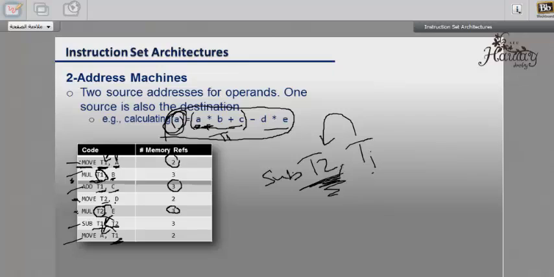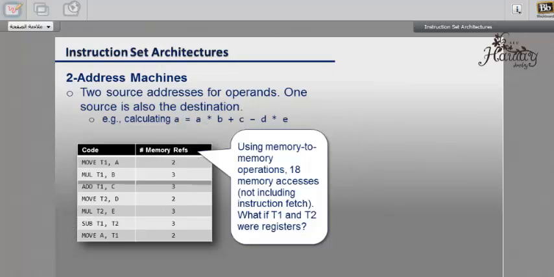So how many times did you tell me? How many times did you access the memory now? 18 times. Yes, thank you. 18 times because we have to add them up. So 2 plus 3 plus 3 plus 2 plus 3 plus 3 plus 3 plus 2 gives us 18. So 18 times we access the memory. 18 times, quite a large number.